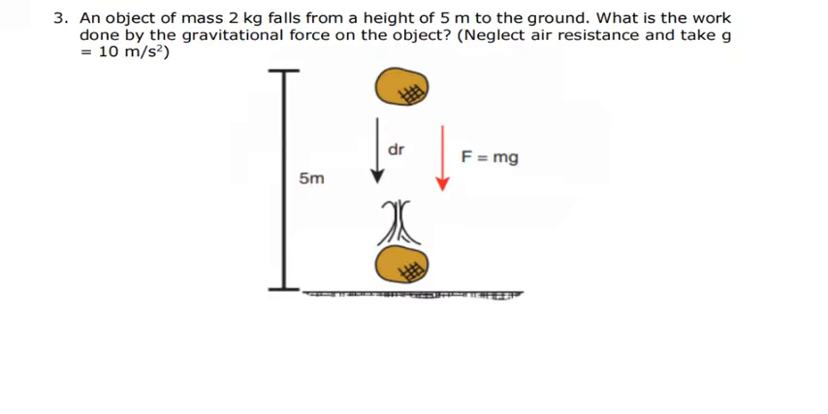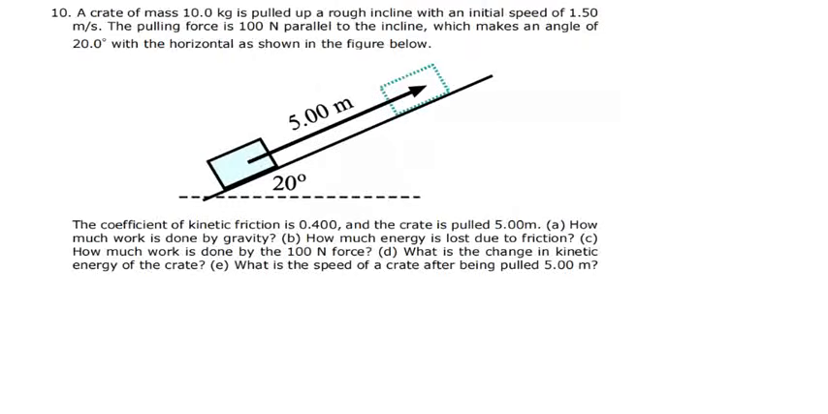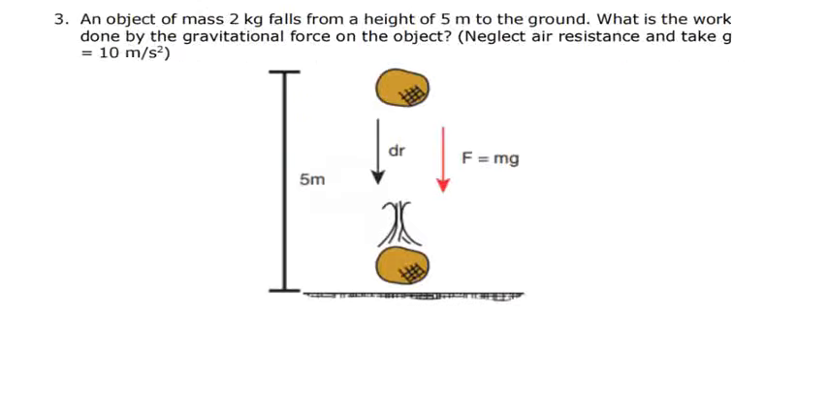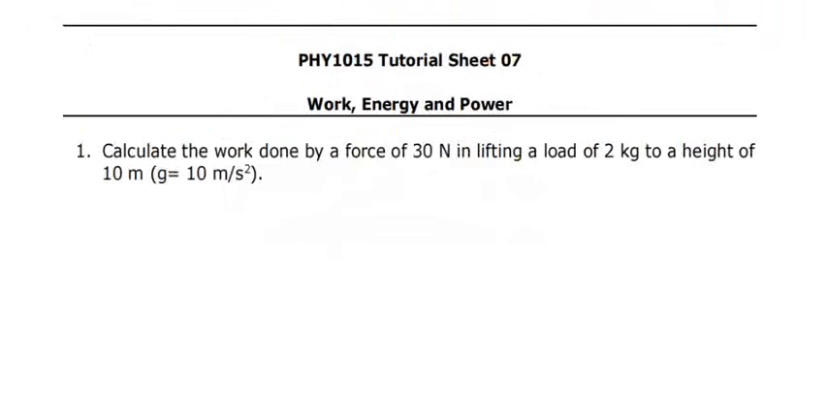So these are the questions that we're going to solve, all of them in your tutorial sheet. So let's start with the first one. We are asked to calculate the work done by a force of 30 Newton in lifting a load of 2 kg to a height of 10 meters. Acceleration due to gravity is 10 meters per square second.